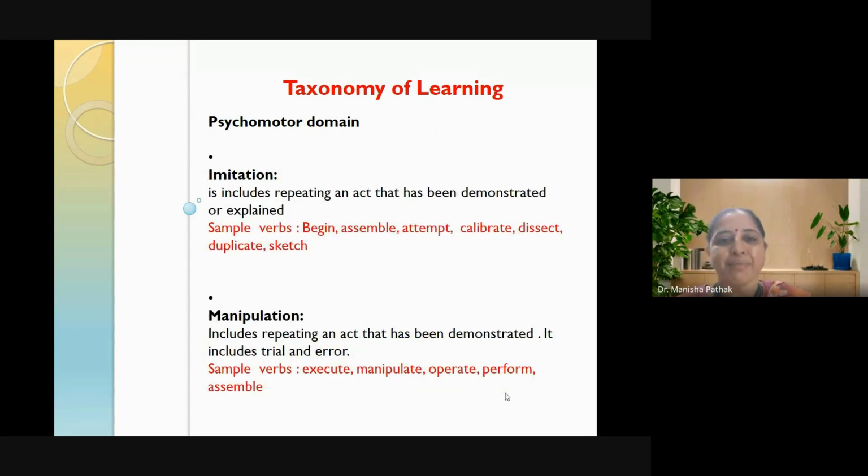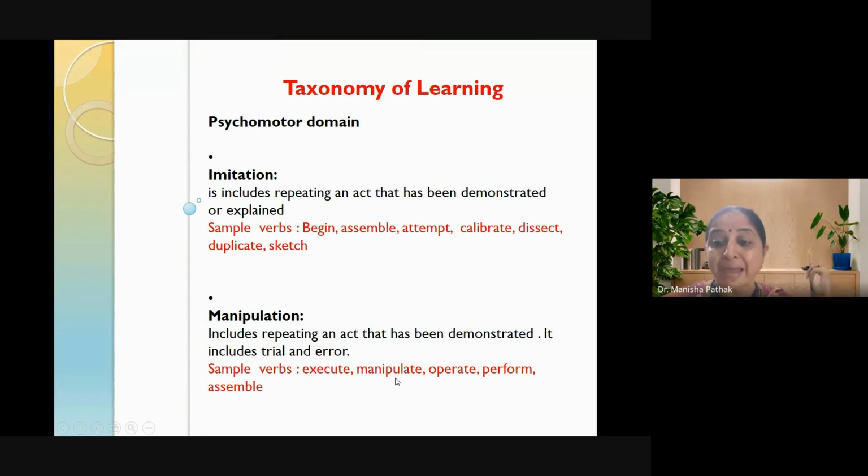So how can that happen? The teacher needs to develop these skills from the very beginning, from very junior classes, okay? The verbs therein are: students will be able to assemble, students will be able to dissect, they'll be able to calibrate. See, we don't design the outcomes with such verbs. We are so accustomed to some specific and normal verbs.